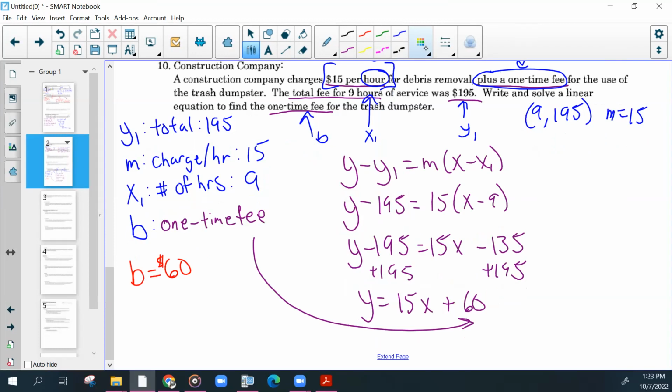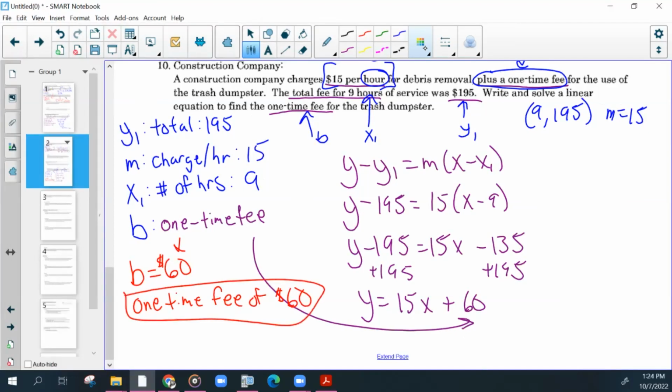Or you can say one-time fee of 60. So with these questions, you'll almost have everything, but still be missing something, and you have to do a point.